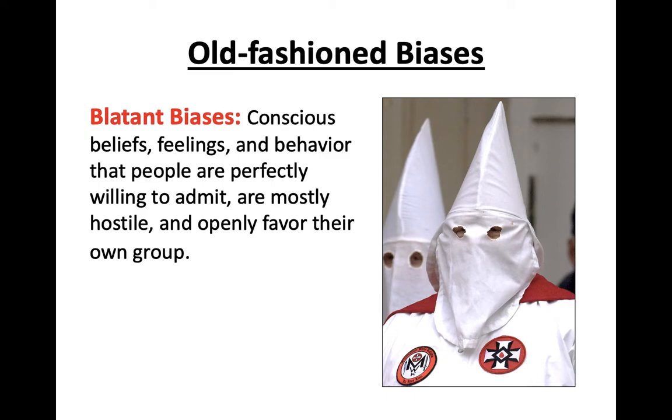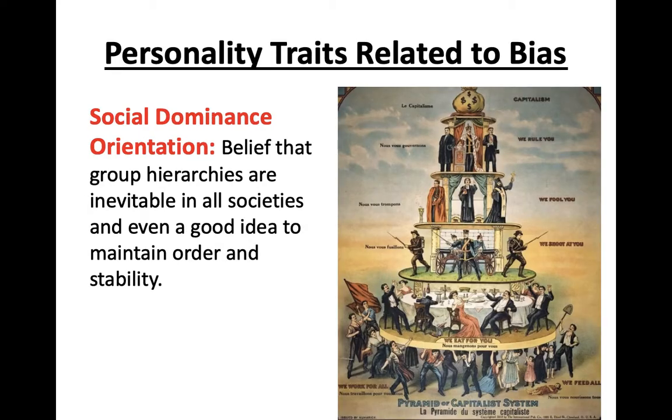So while there has been overall shifts, there still are people that maintain these blatant biases, and in particular, psychologists have been able to identify two personality traits that are linked to having these blatant biases, and these personality traits have been linked to prejudice and discrimination. So the first one of these personality traits is called social dominance orientation.